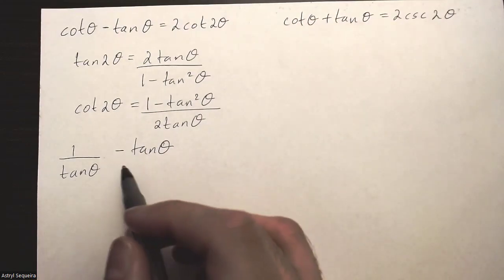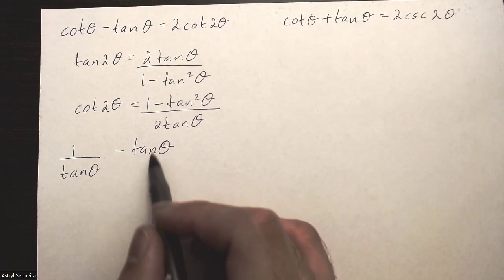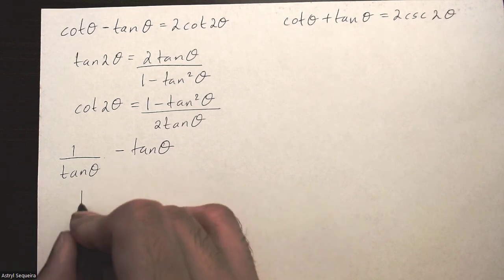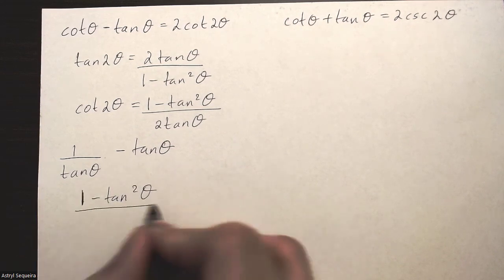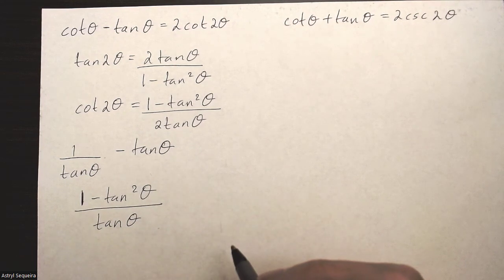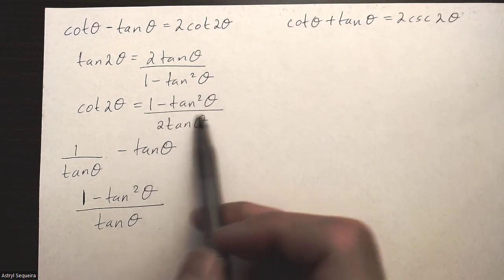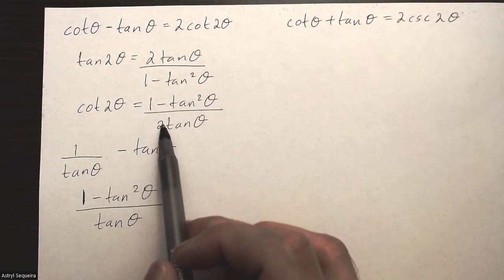Then I'm going to make a common denominator here. So I'm going to multiply the top and bottom here by tan theta, which means I'll get 1 minus tan square theta. Now I have a common denominator of tan theta. And now if I look, it's pretty similar to this. The only thing missing over here is this 2.